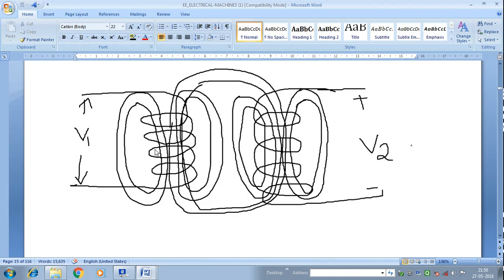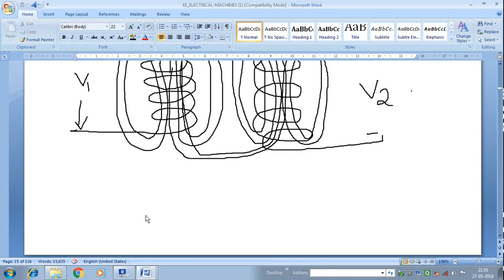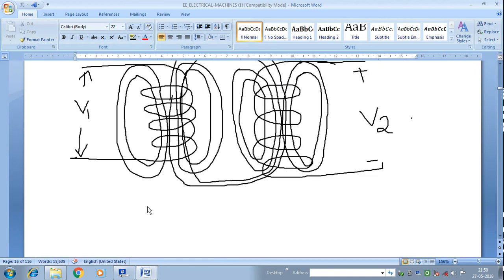So this is the air core transformer, and this is the primary winding, and this is the secondary winding. So these are the fluxes, and this is the mutual flux. They do not touch each other. They are uniformly distributed. Therefore, the wave is a perfect sine wave.